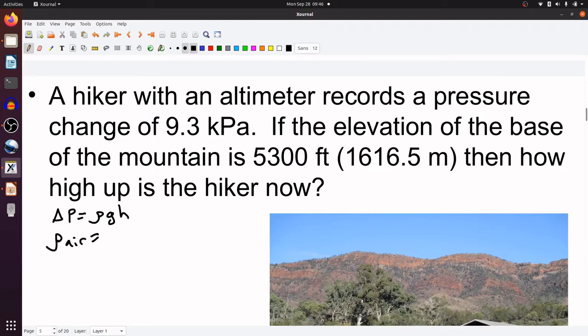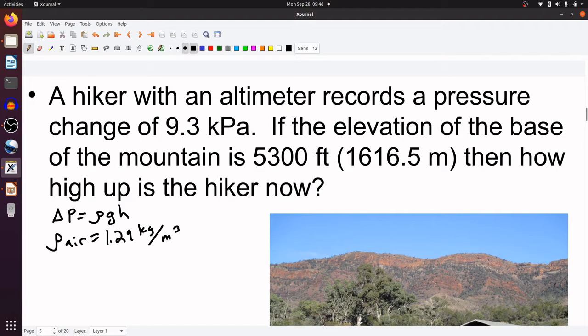And so we will need to look up the density of air. I believe your book uses it as 1.23. I found water over here, there's 1,000. 1.29 is what they use. Sorry, I'm glad I looked that up. So 1.29 kilograms per cubic meter. So we'll use that as the common density of air. And we want to figure out the new height of the hiker.